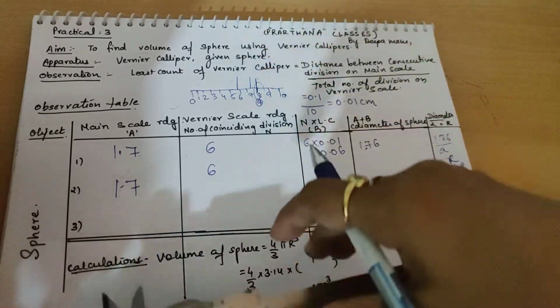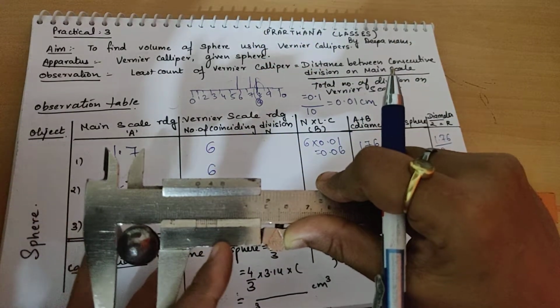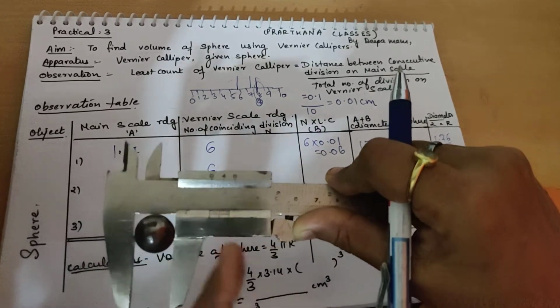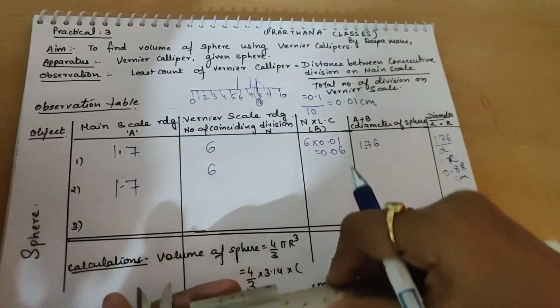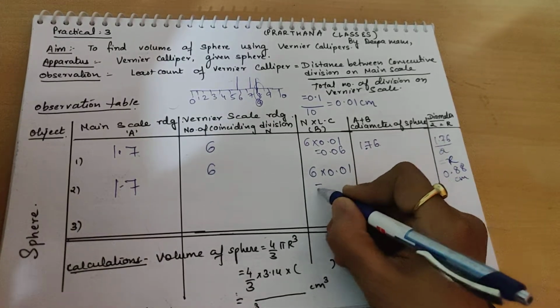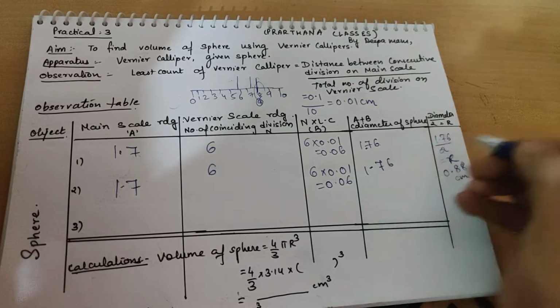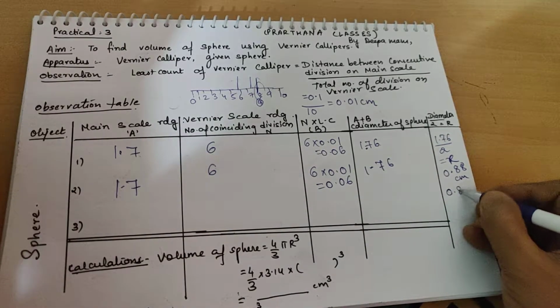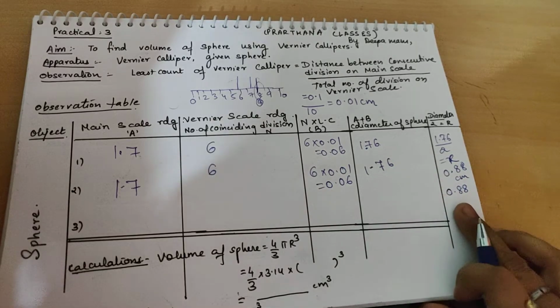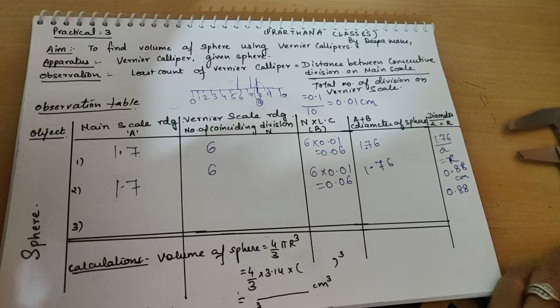If it is here it is 6, so we have written 6. So which division of the vernier scale exactly goes parallel with the main scale? That is 6. See, the exact reading we got in both the cases. So 6 into 0.01, that is 0.06. So this reading comes out to be 1.76. Again the diameter is 1.76, so radius is 0.88. Fine. So 0.88 is the radius.